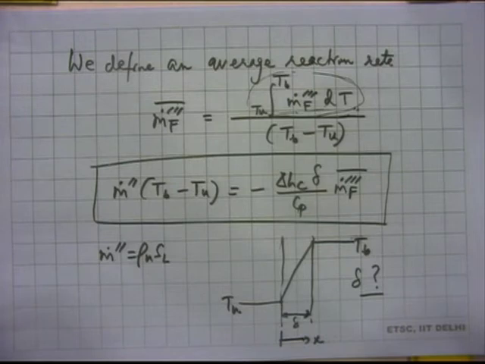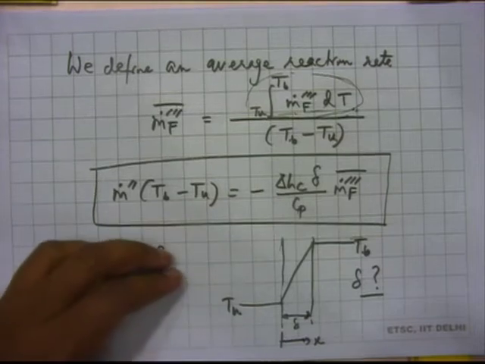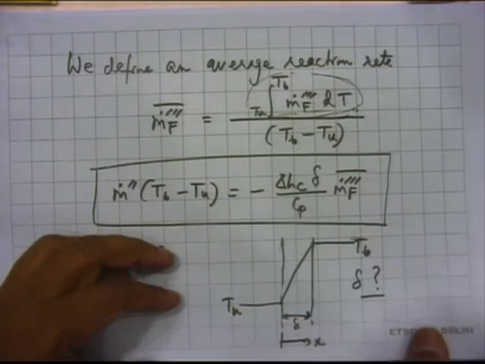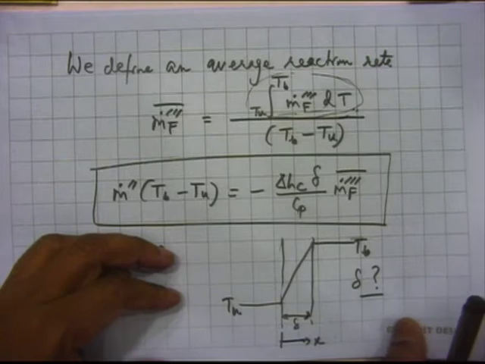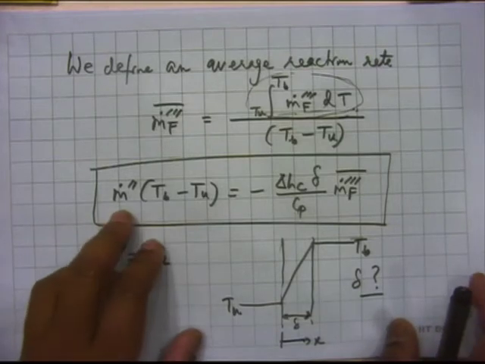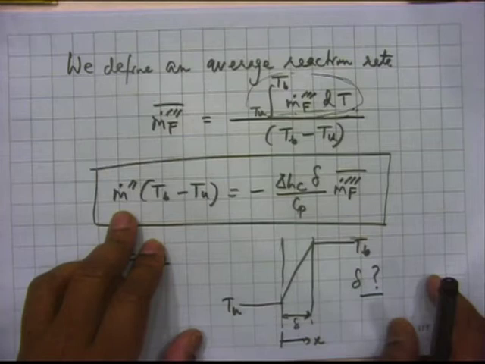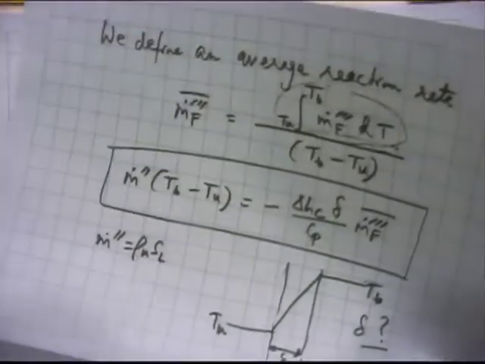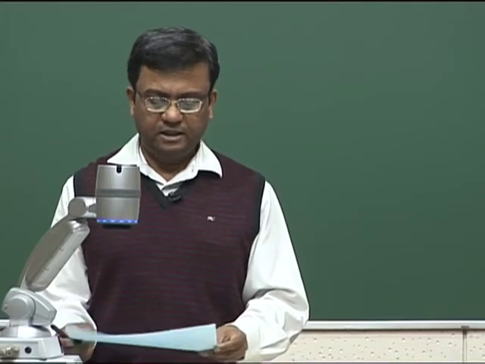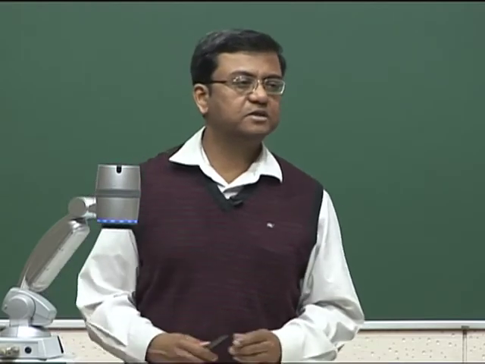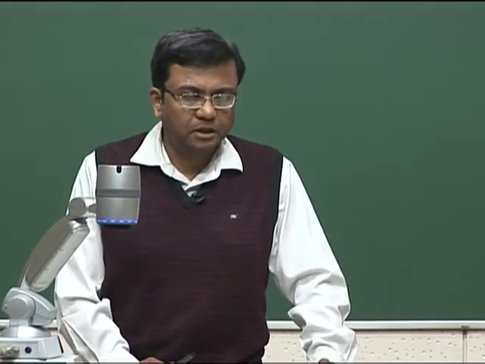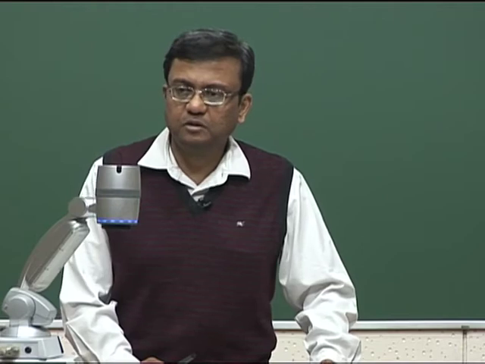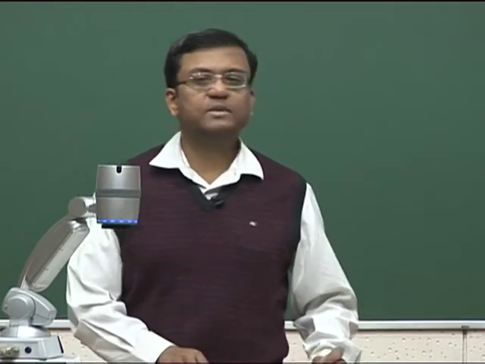So, we have to think of using some other equation, and that will also come from the same energy equation. We will play a little trick to get another equation connecting m dot double prime and delta, starting again from the same energy equation. There we will use the notion that we know something about the reaction rate.